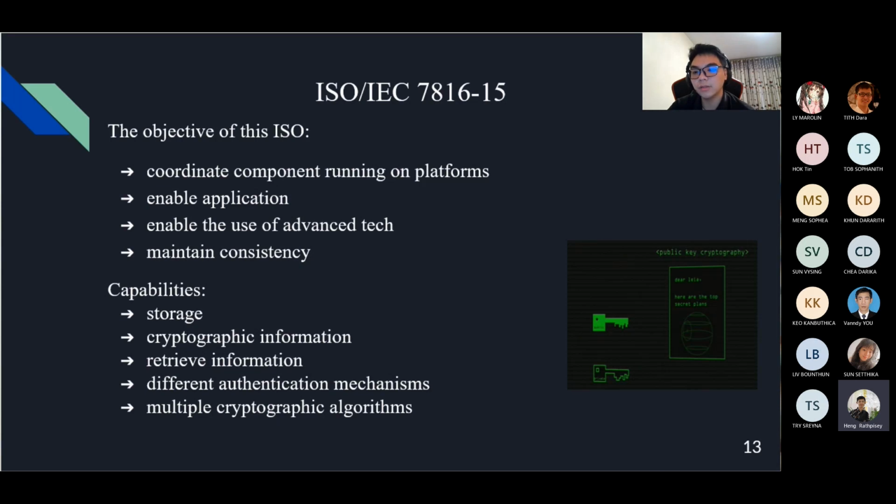It also supports the storage of multiple instances of cryptographic information in a card, cross-reference of the cryptographic information with the DOS, retrieval of the cryptographic information, which is the key factor for this notion of the directory file, different authentication mechanisms, and the last one is multiple cryptographic algorithms.